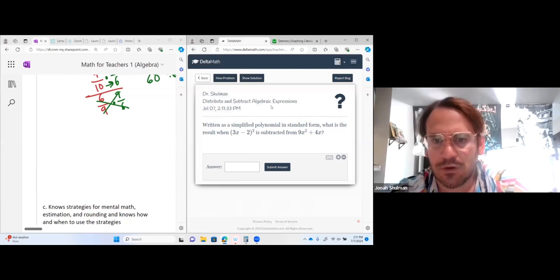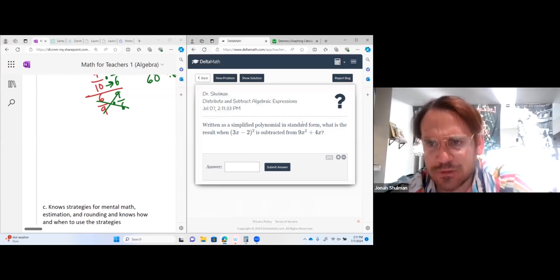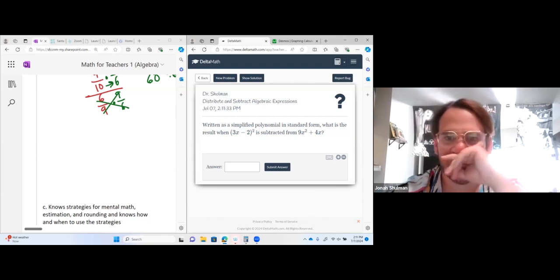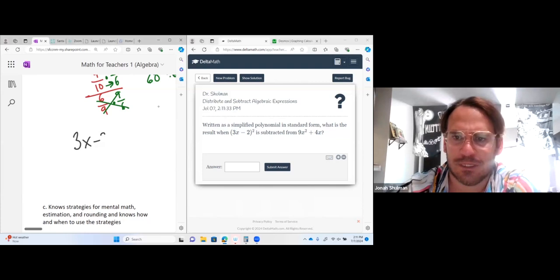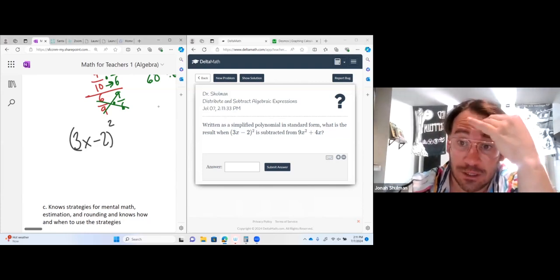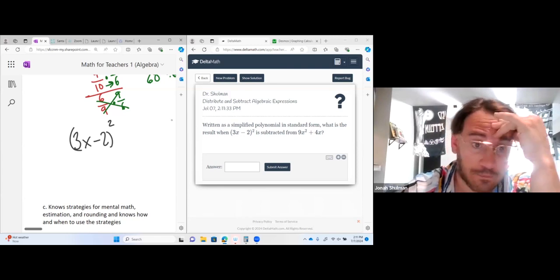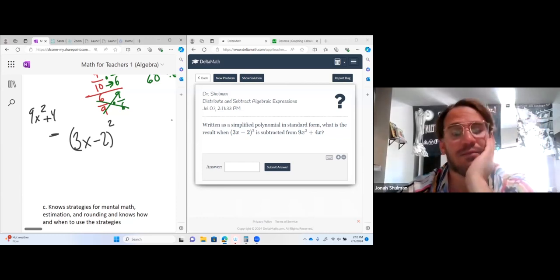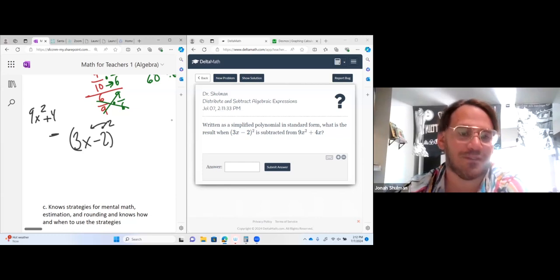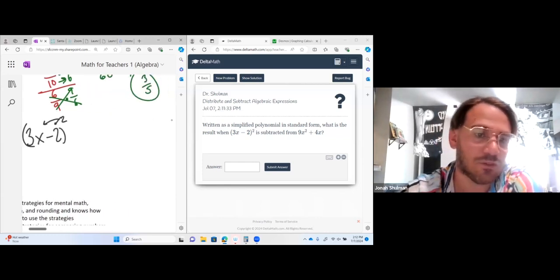Oh, it's because I added some. So when written as a simplified polynomial in standard form, we have 3x minus 2 squared. It's subtracted. All right, so this one's probably too hard for you to do, but that's okay. 3x minus 2 squared. So what does this really mean? Then we have to subtract this from 9x squared plus 4, but we can't yet. So anytime you're squaring something, you might just think, oh, I just do this. You don't. This is the most common mistake I always see for algebra.